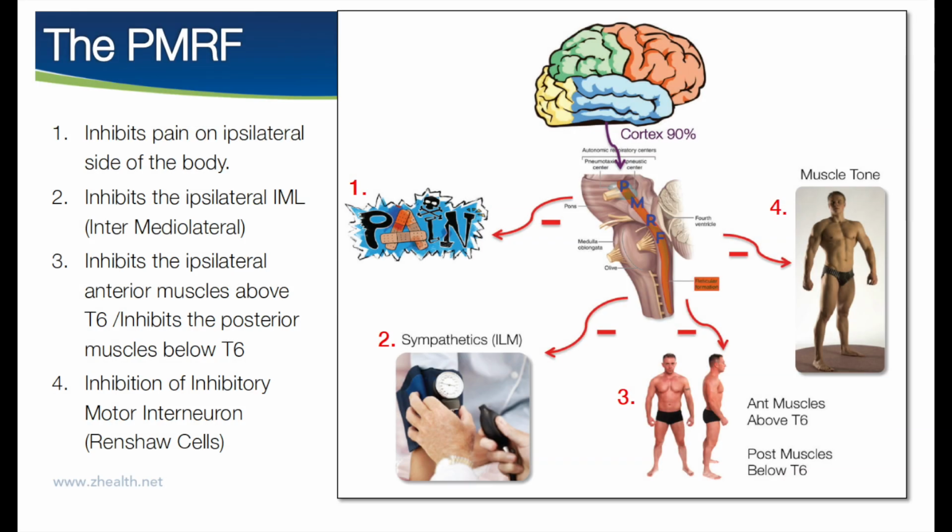If we're able to target the PMRF with certain movement drills, we may be able to help folks who have pain on one side of the body or all their issues on one side of the body, because when working well, this area is supposed to be inhibiting pain on that one side, the ipsilateral side of the body, and also inhibiting anterior muscles above T6 and posterior muscles below T6. So people in a lot of forward flexion would have anterior muscular tone that would not be properly inhibited. So that's why this is such a powerful area to just begin to learn about.